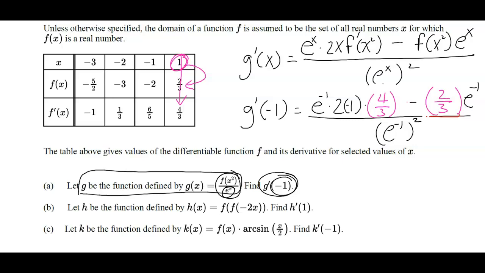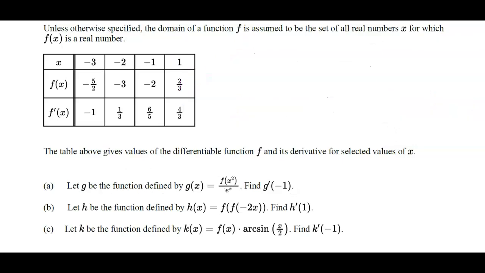All right? So step 1, find your derivative. Step 2, plug in -1. Step 3, make sure that you find what the f values are. And that's pretty much what the other ones are going to be like as well for parts A, B, and C. So let's go ahead and take a look at another one here. Part B. Here's my function h, and I want to find h prime of 1.